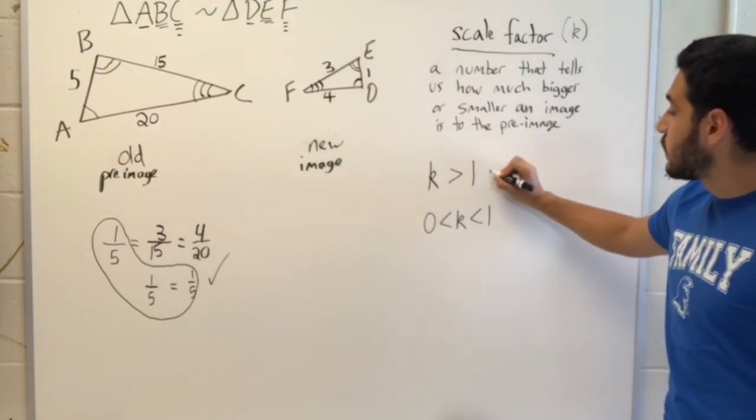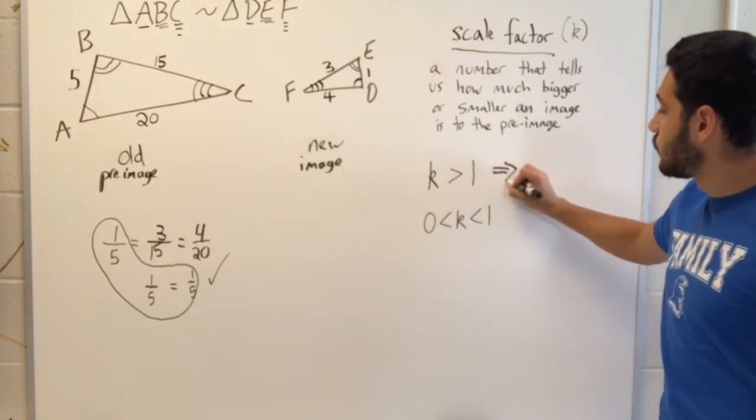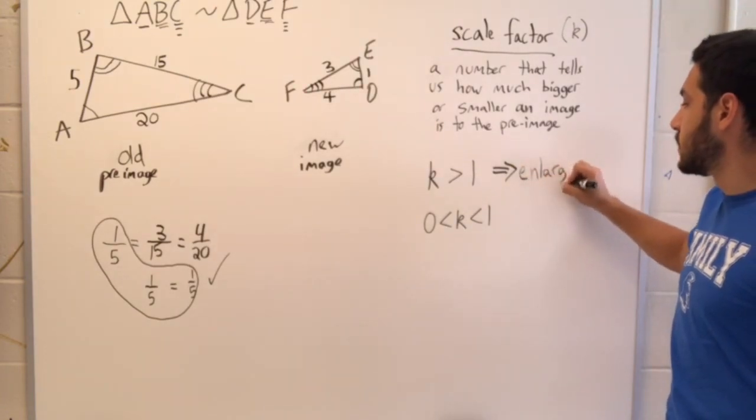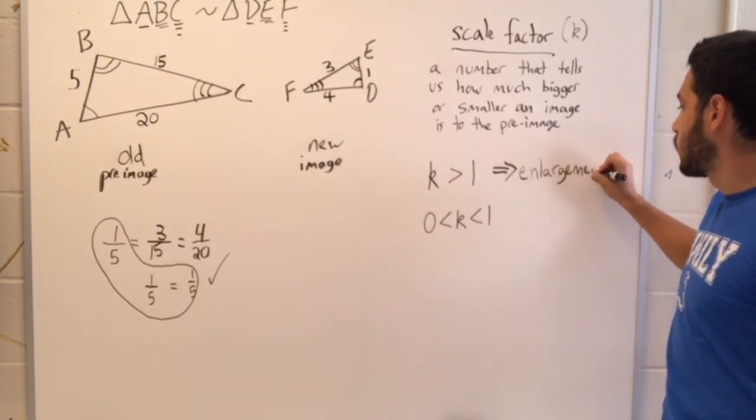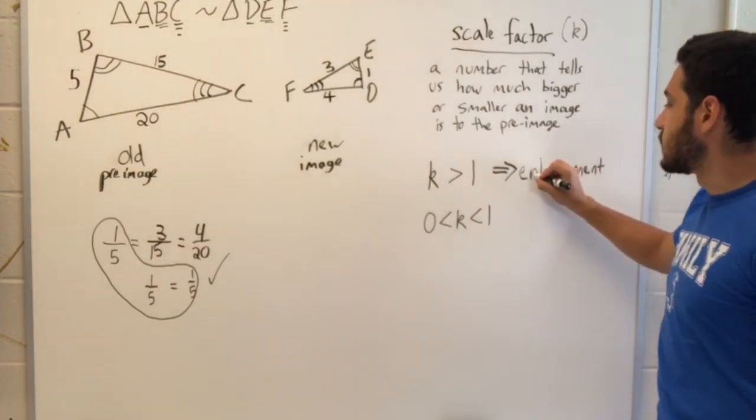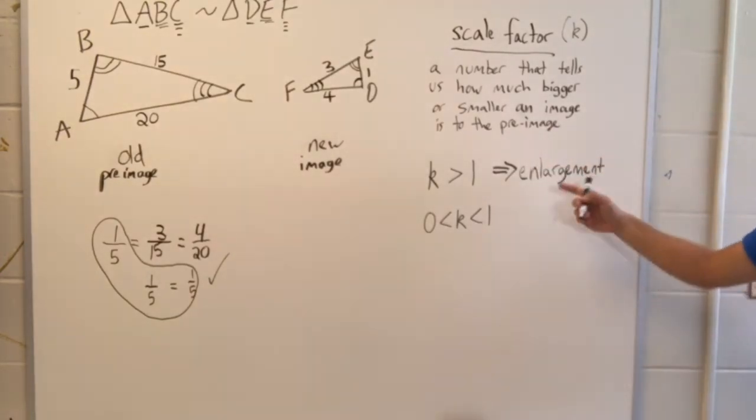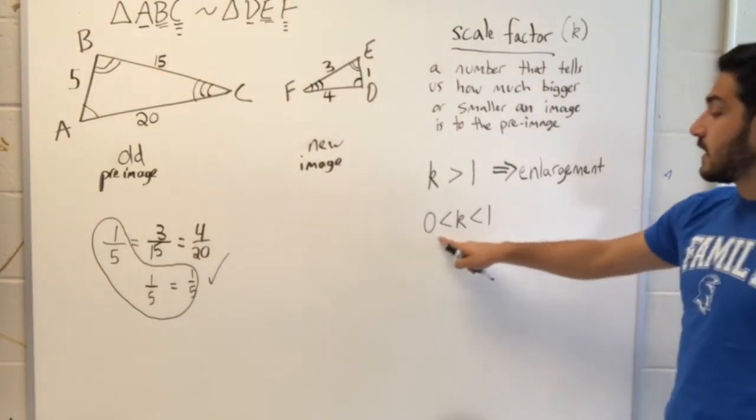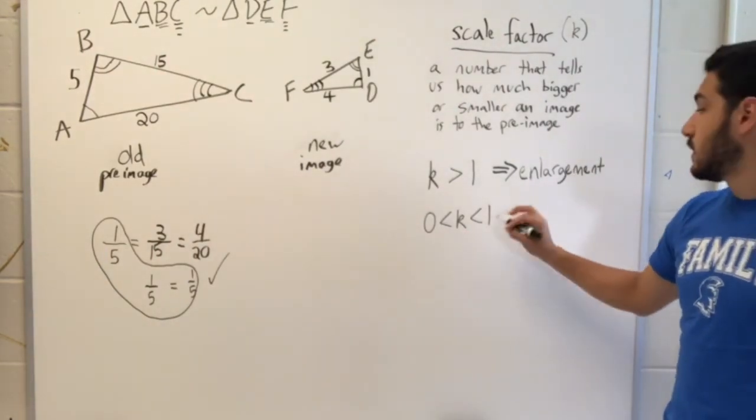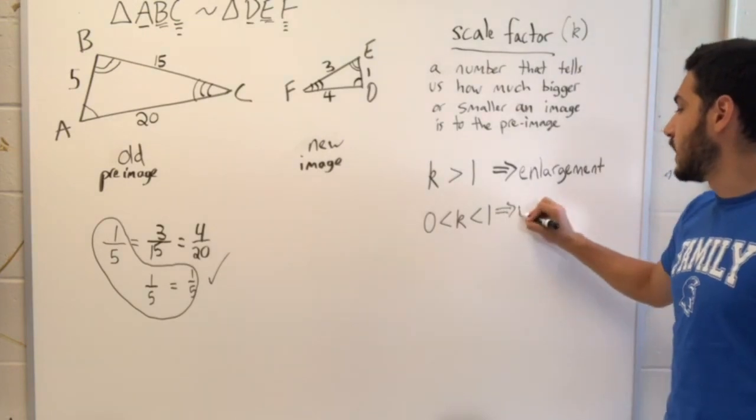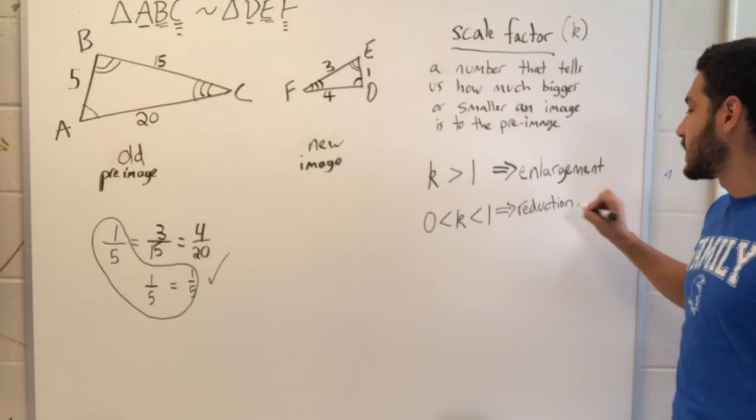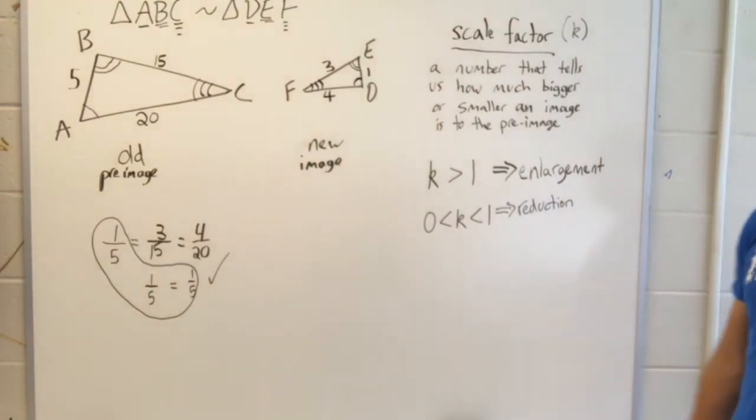If K is bigger than 1, then we will have what's called an enlargement. Enlargement sounds exactly what it is. It means it's getting larger, it's getting bigger. If K is less than 1, that means we have what's called a reduction. This figure gets smaller or it shrinks.